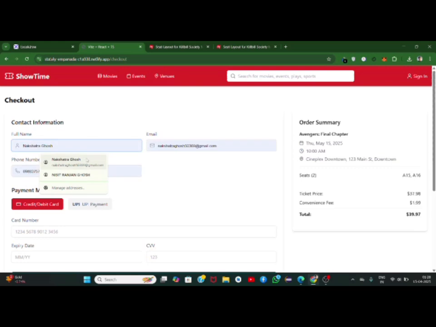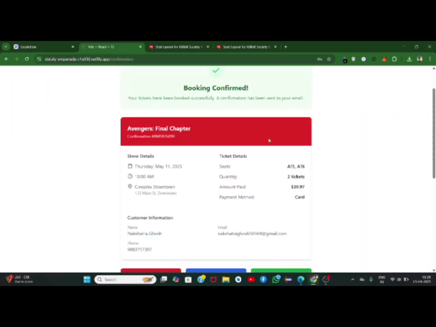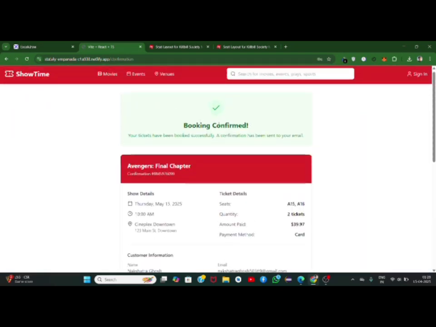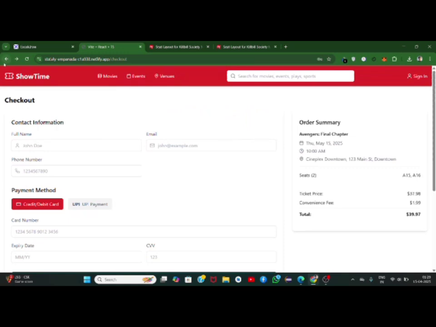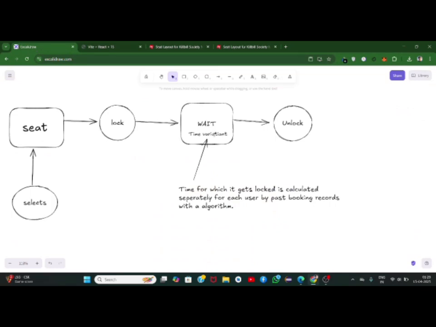Here, let's give my data. 1 2 3 4 5 6 7 8. Let's give some random data here. 1 2 3. So you can pay. The booking has been confirmed, and at this particular time the seat gets locked permanently. So this is a demo, and this website is not fully developed, but it works fine, and it is deployed and hosted on Netlify. So this is the website I'm trying to build.